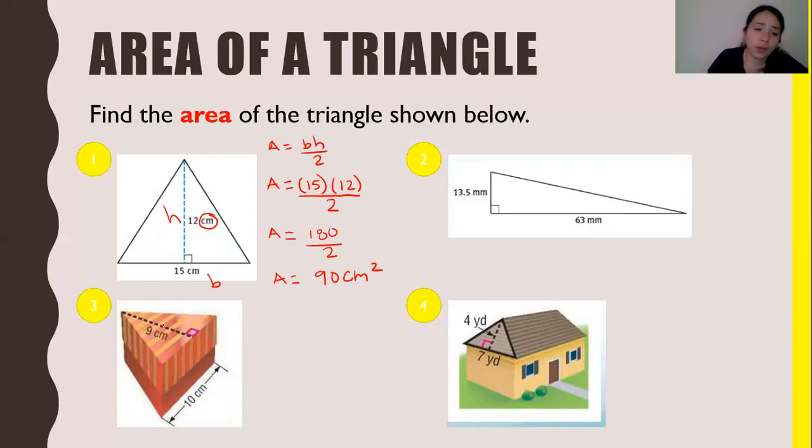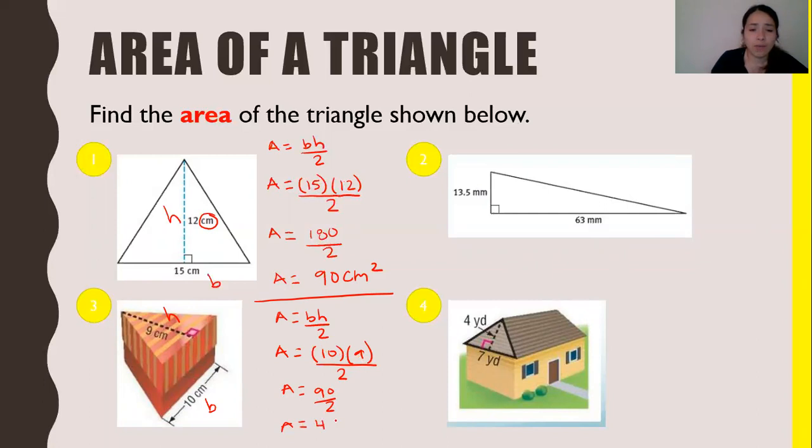Let's look at question number 3. So I know this is my height. I know this is my base. So again, area is equal to base times height over 2. My base is 10. My height is 9, and I divide that by 2. 10 times 9 is 90. Divide that by 2, and that's equal to 45. Take the unit, centimeters squared.